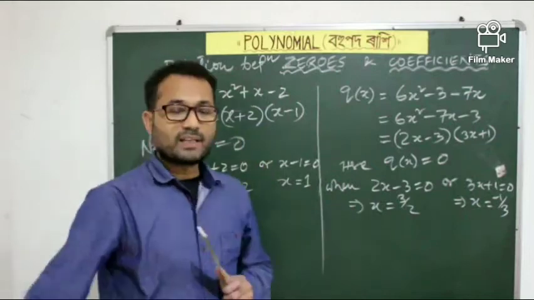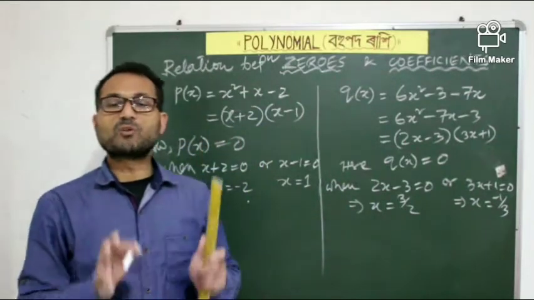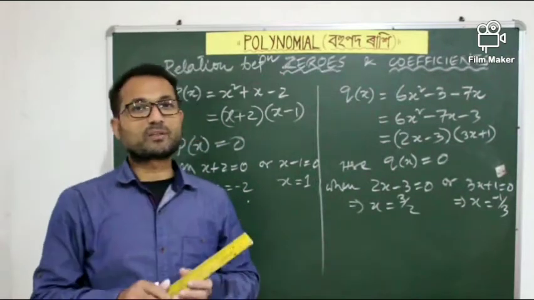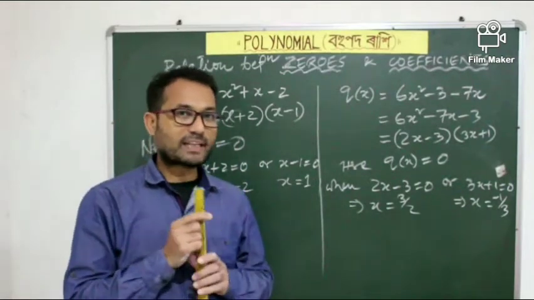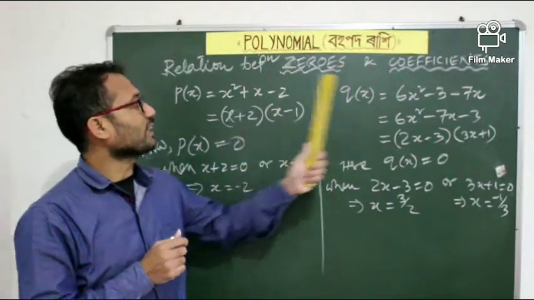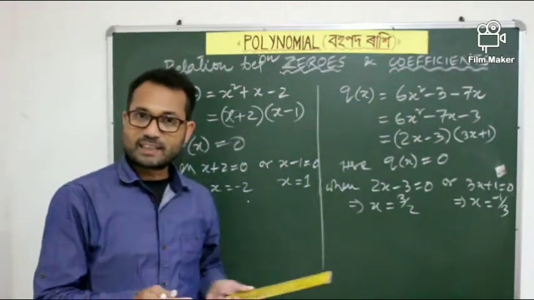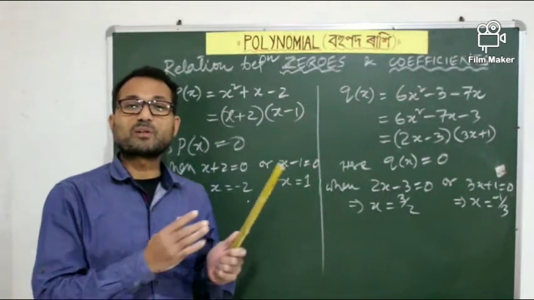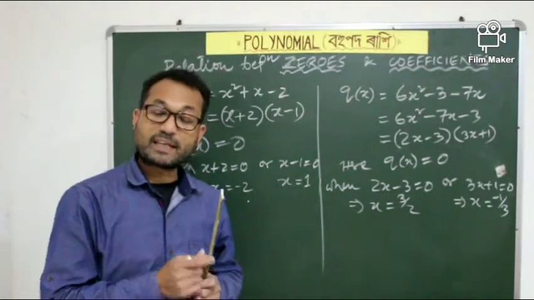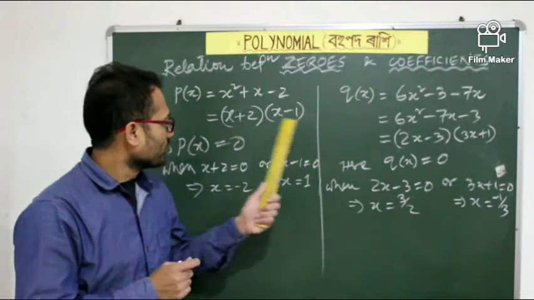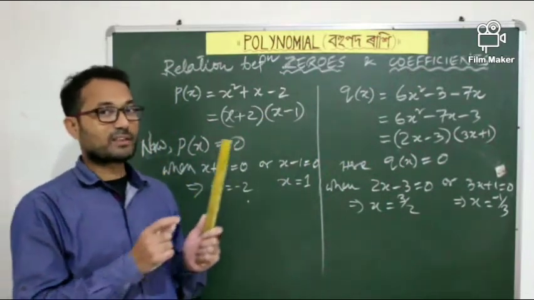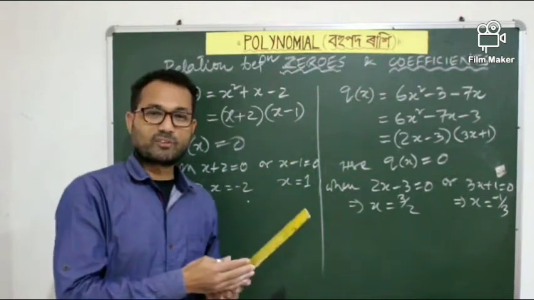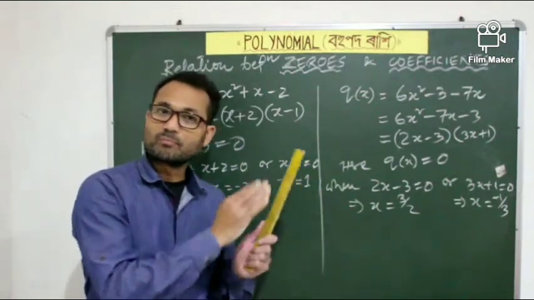So this is the way we find the zeros of a quadratic polynomial. So how to find the zeros of a quadratic polynomial? We first factorize the polynomial, because after factorizing it becomes easy to get the zeros. That is why we factorize it. So after factorizing, what we did here is we go to the definition of the zero of a polynomial.